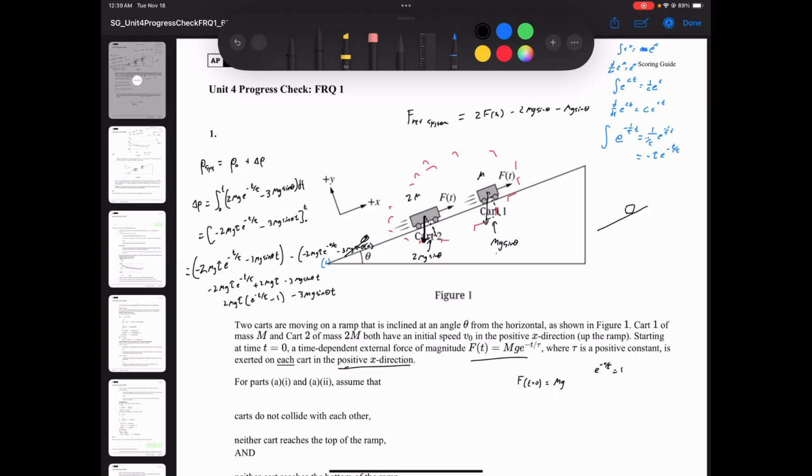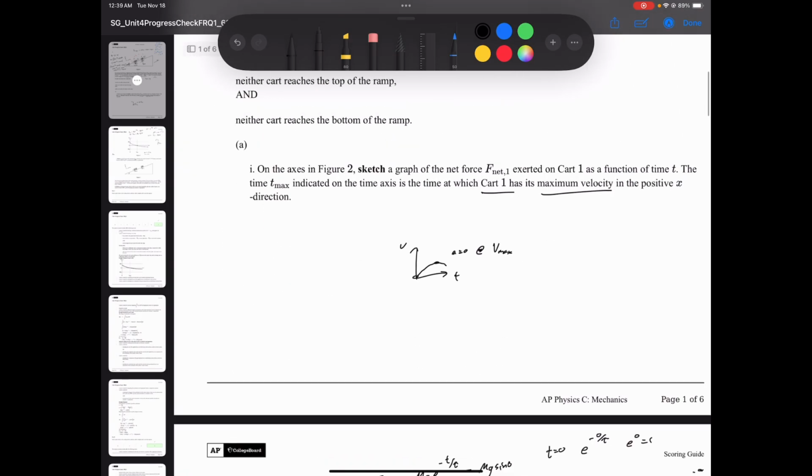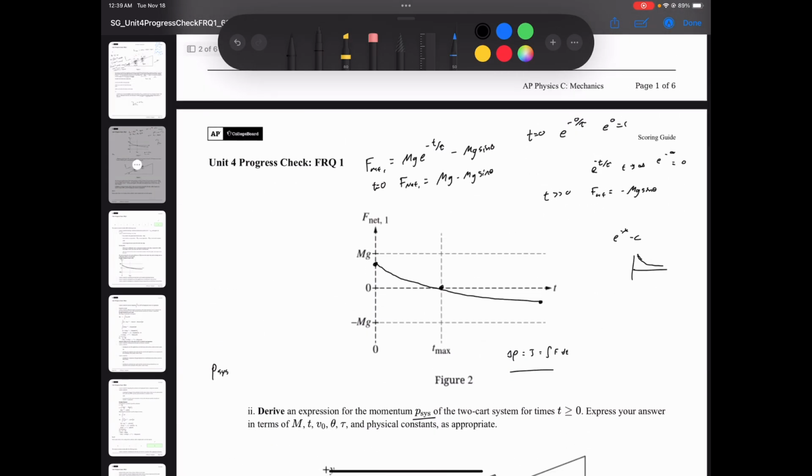But you can't forget that there is a component of gravity pulling the cart in the opposite direction. So I have this mg sine theta over here. Over here, we're looking at the net force on cart 1, and I have this function, mg times e to the negative t over tau, minus mg sine theta. At t equals 0, this is my expression for the net force, okay? So mg minus mg sine theta. So critically, the very first point has to be less than mg, because it's mg minus mg sine theta. So some value between 0 and mg.